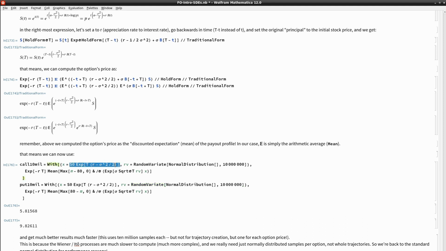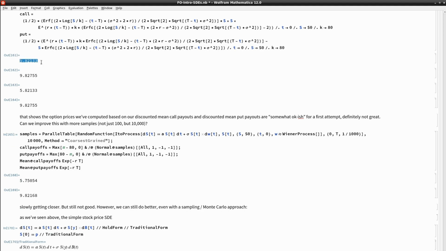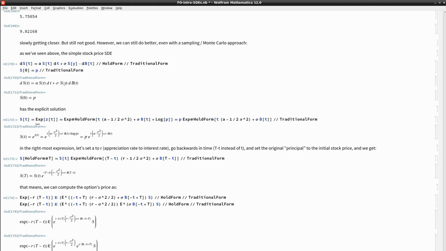Here's S0 times the exponential, and then we need to have the exponential again for the noise part, and we map this over the payout profile. We take the mean of it and we discount, right? So this is what's happening here with these formulas, and we see that we're getting really close. This is almost 582, and you remember that this was 582,133, and for the put price again 582,611, pretty close to 582,755. So we definitely made a lot of progress here by using 10 million samples. So we're getting much better results here and much faster.